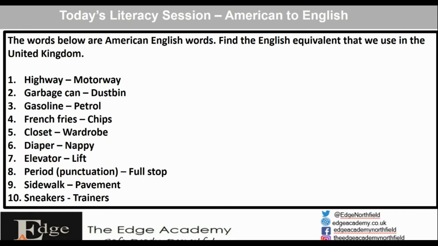So as you can see, the highway is actually a motorway. The garbage can is a dustbin. Gasoline is petrol. French fries are chips. The closet is a wardrobe. A diaper is a nappy. The elevator is a lift. A period is a full stop. So you may be writing a sentence, and if I was an American, I might say, make sure you put a period at the end of your sentence. A sidewalk is a pavement, and sneakers are trainers. I wonder how many of them you actually got correct.